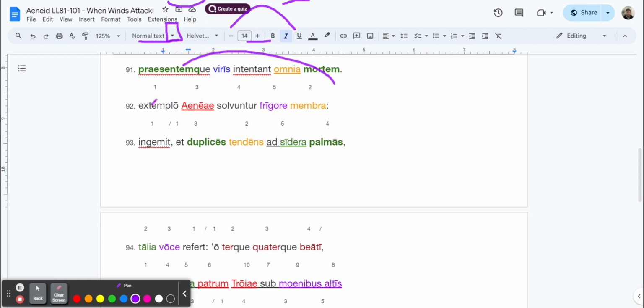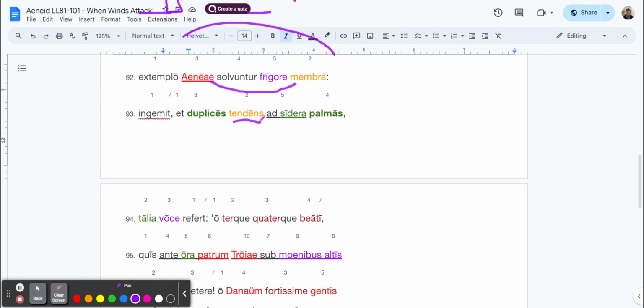and so we have immediately Aeneas's limbs. So we have the genitive going with membra. Aeneas's limbs are let loose in a chill, or in the cold. And then we have ingemit here. He groans, right? It's an understood subject. Aeneas groans. This is a present participle, extending his double palms, his two palms, to the stars.